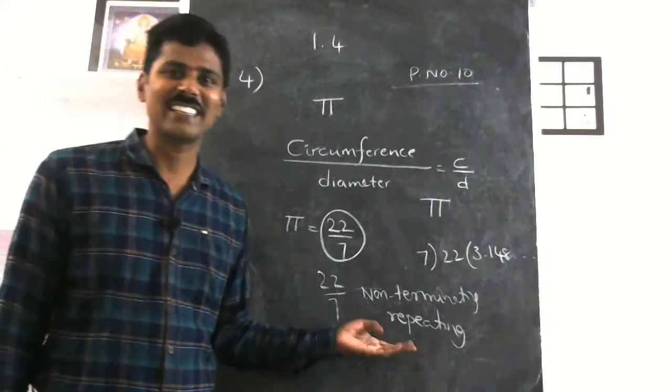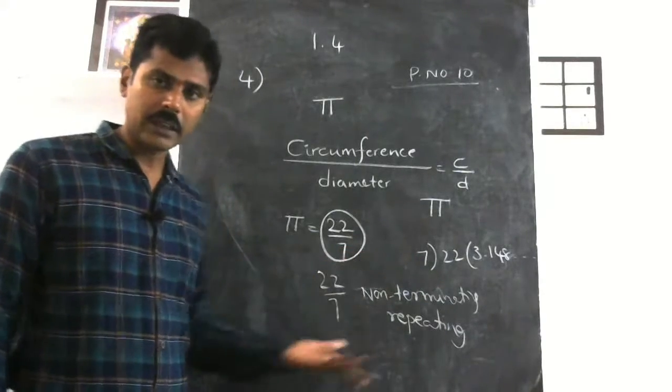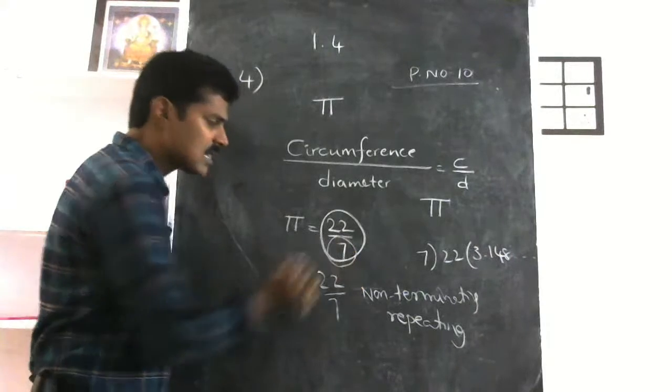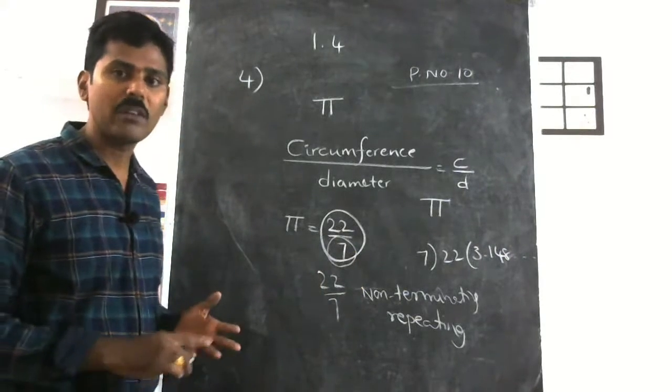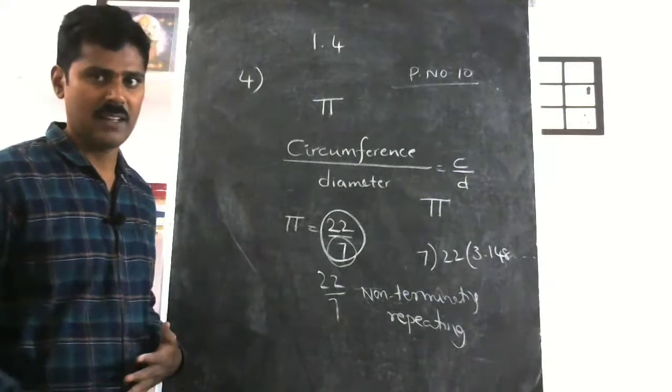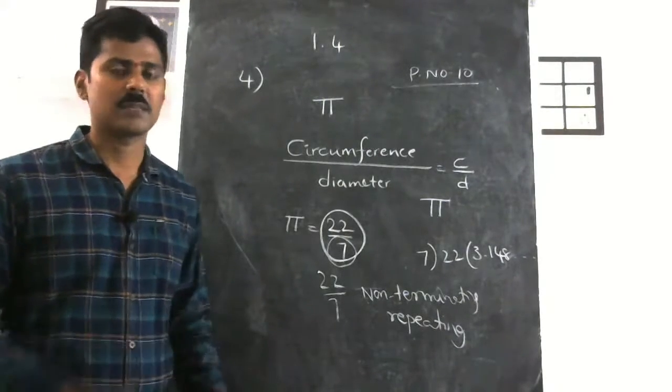Because already we have done in the first exercise that if the denominator is in the form of a product of 2 and 5, except 2 and 5 there is no other prime factor, then it is a terminating decimal.